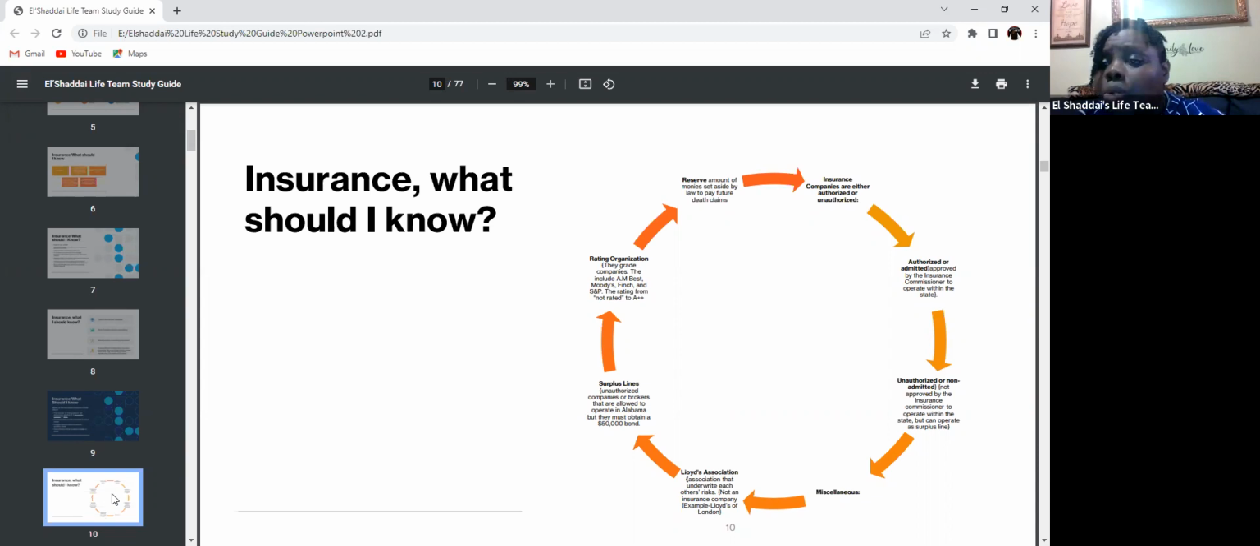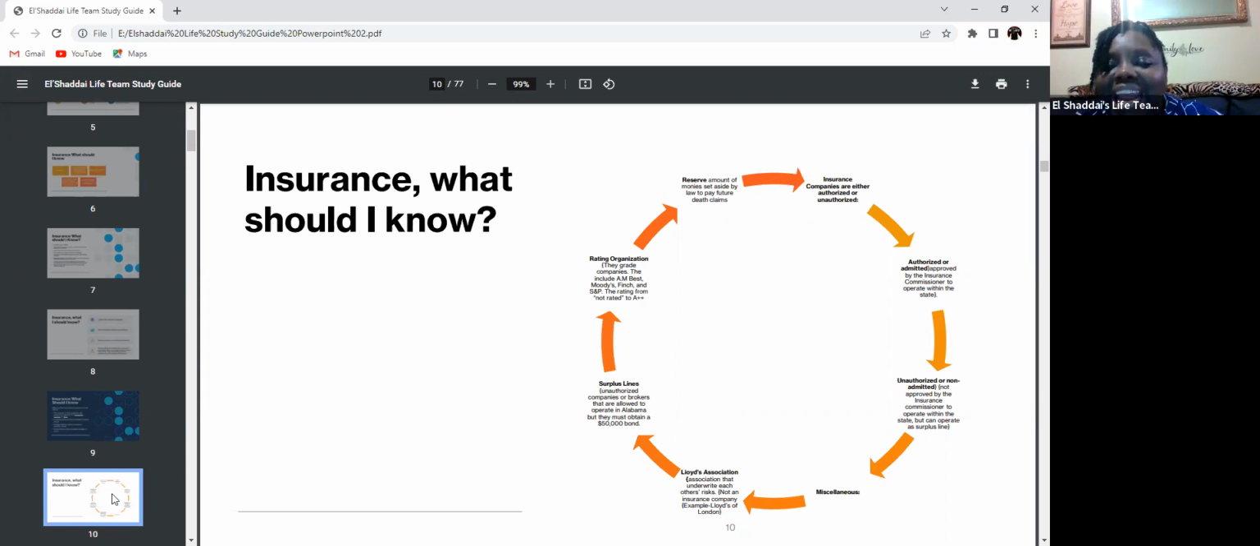Okay. What about a surplus line? Surplus line companies or brokers that are allowed to operate in Alabama, but they must have a $50,000 bond. Surplus line, $50,000 bond in the state of Alabama. Got to have a bond, surplus line, right?